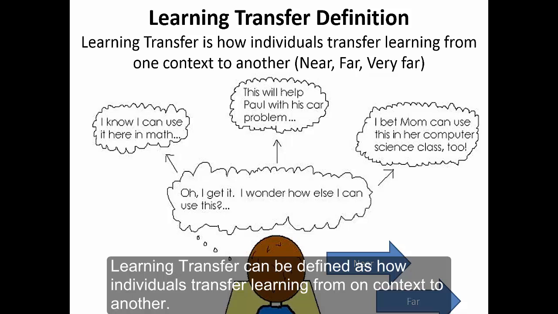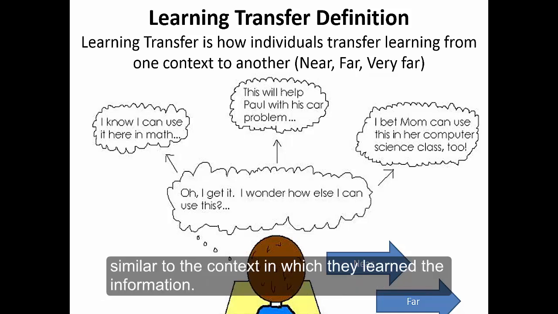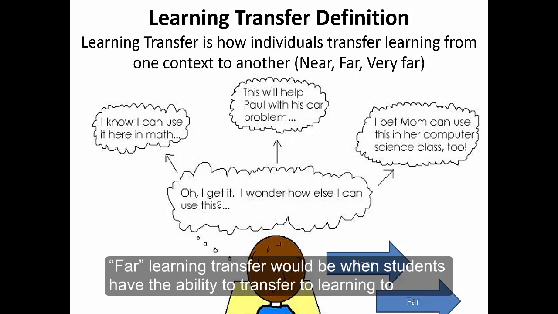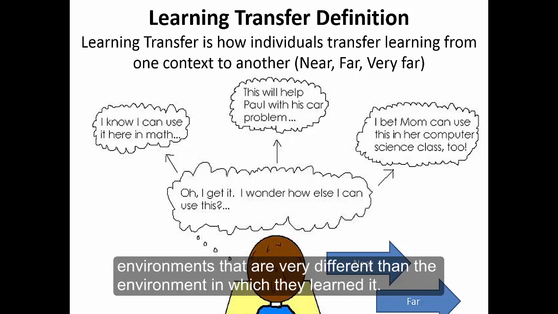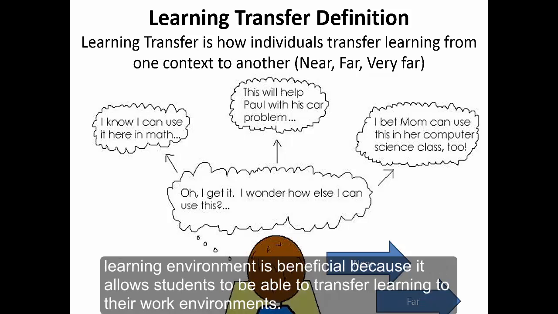Learning transfer can be defined as how individuals transfer learning from one context to another. Near learning transfer would be when students transfer learning to environments that are very similar to the context in which they learned the information. Far learning transfer would be when students have the ability to transfer learning to environments that are very different from the environment in which they learned it. Getting students to be able to transfer learning to environments that are very dissimilar to their learning environment is beneficial because it allows students to transfer learning to their work environment.